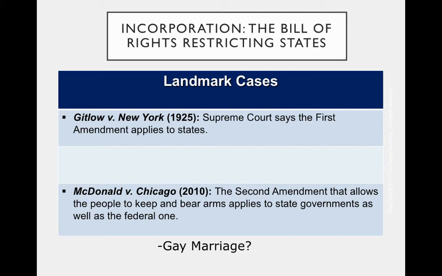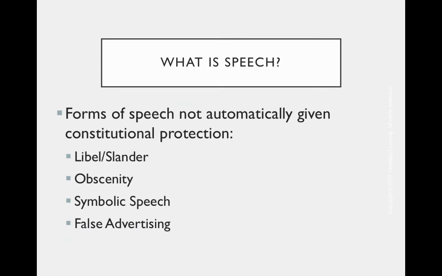Okay. Gay marriage we'll talk about with the court case Obergefell versus Hodges. We'll talk about that a little later. All right, so let's talk about what is speech. Forms of speech not automatically given constitutional protection, meaning it wasn't automatically right away. Libel and slander. Libel is the written word. Slander is the spoken word. Those are not protected by the First Amendment.